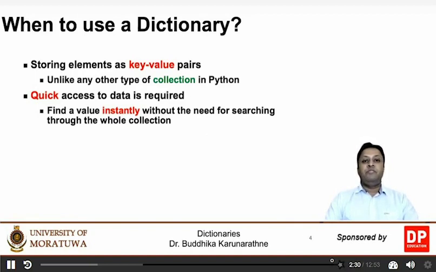Furthermore, if we would like to access an item inside the collection instantly, storing them in a dictionary is preferred because it allows instant actions without having to go through the whole collection of data.